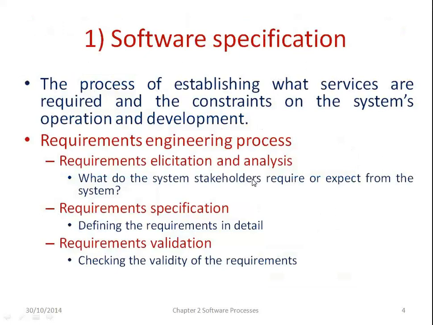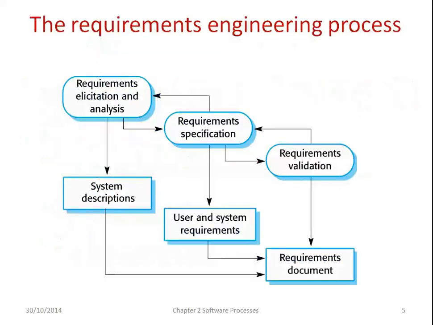Requirements elicitation and analysis means finding out what the system stakeholders require, that means what the system customer requires or expects from the proposed system. Requirements specification defines the requirements in detail. Requirements validation checks the validity of the requirements. If the requirement is wrong, you cannot produce the correct system. So this is the block diagram of the requirements engineering process.